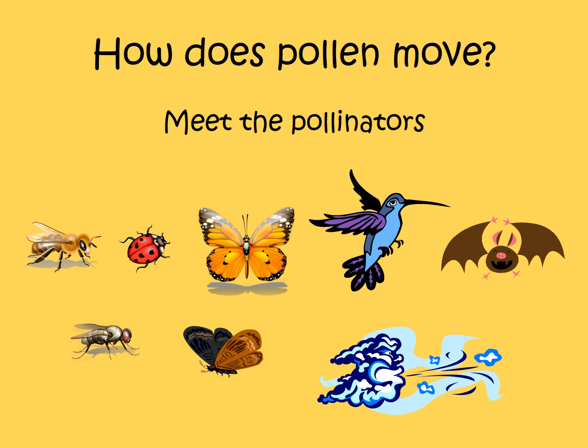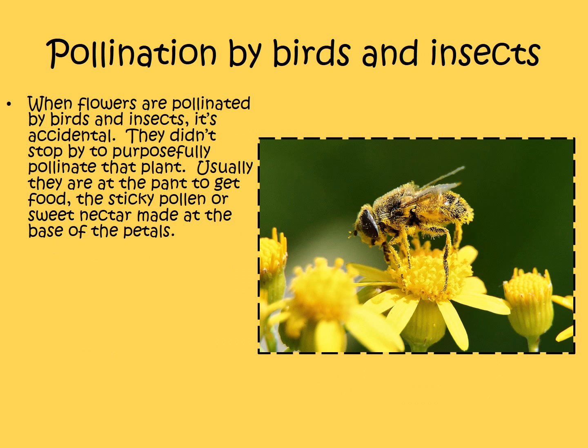Now let's talk about how pollen moves. Look at the images below and you'll be able to see some very common types of pollinators. What do you notice in the picture? Some pollination occurs by birds and insects. When flowers are pollinated by birds and insects, it's accidental. They don't stop by purposefully to pollinate that plant. Usually, they are at the plant to get food, the sticky pollen or sweet nectar made at the base of the petals.